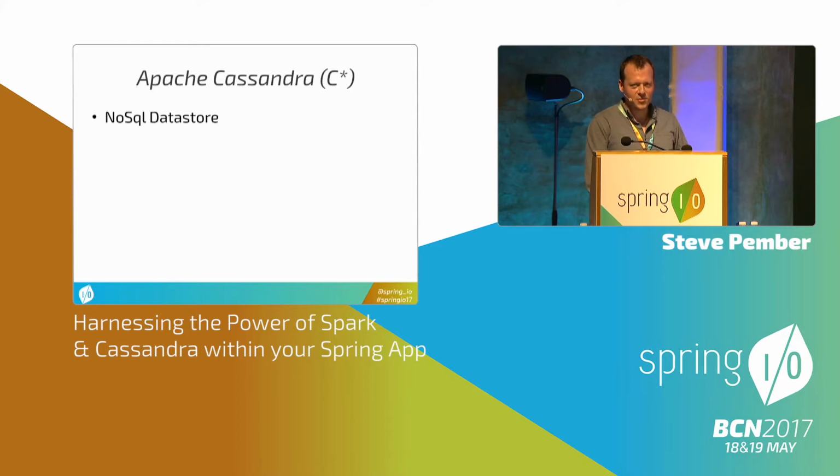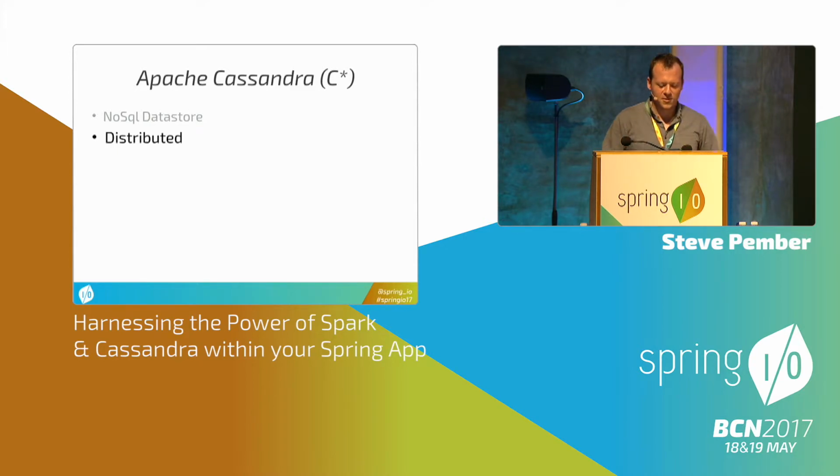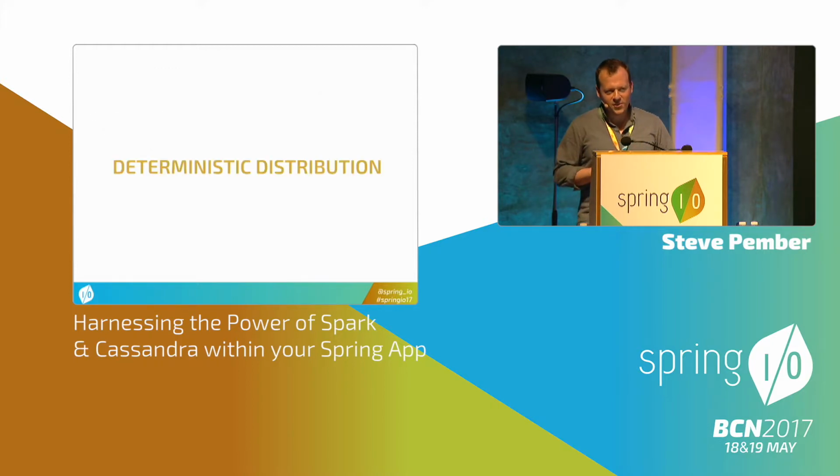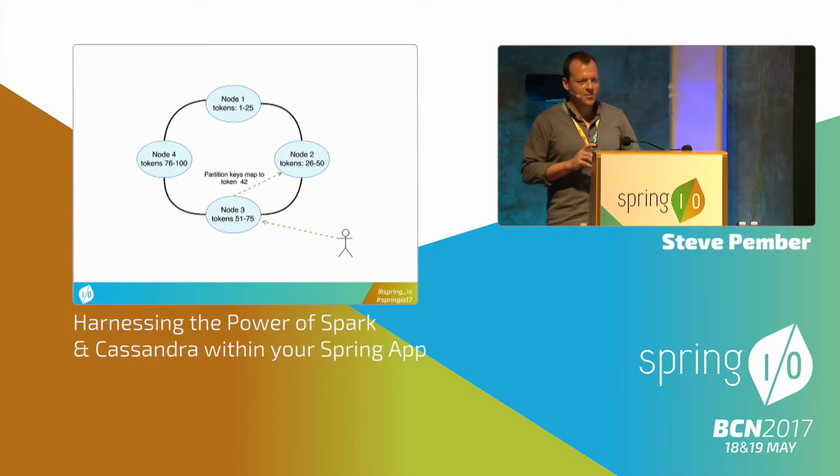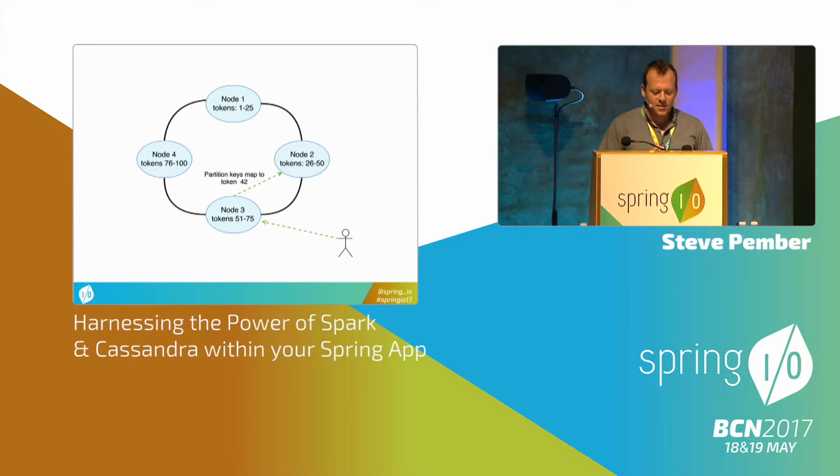And hopefully we'll see a few reasons why it's so interesting. So not only is it a NoSQL data store, but it's a distributed NoSQL data store, and that's its big selling point. But one of the big features of that, it has a deterministic distribution of data. So you'll often see Cassandra clusters drawn out as a ring of nodes, and people will sometimes say, not cluster, but my Cassandra ring.